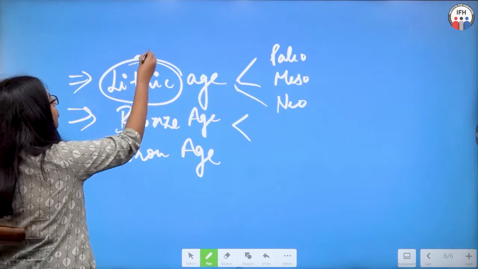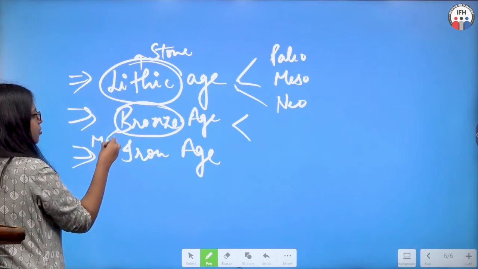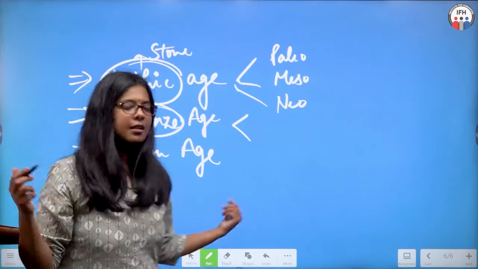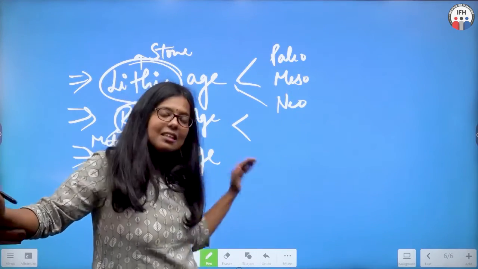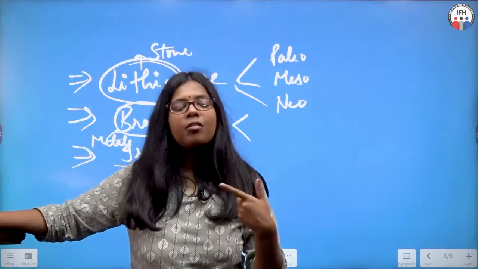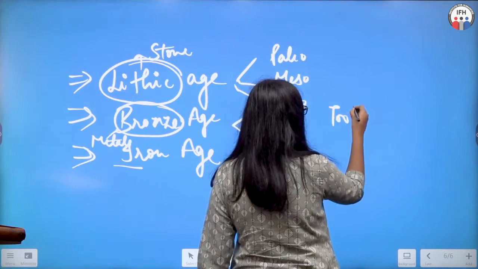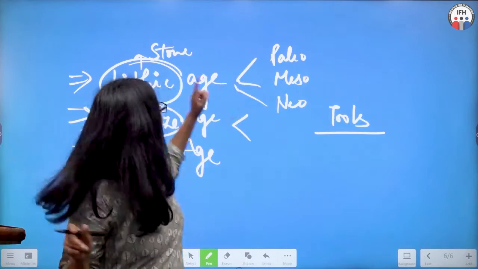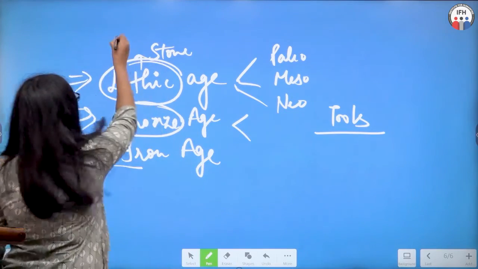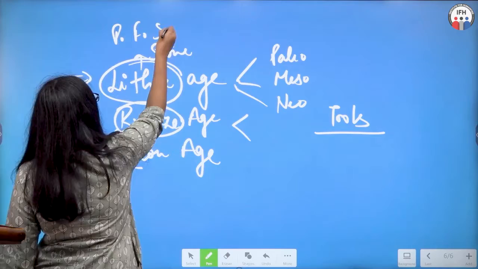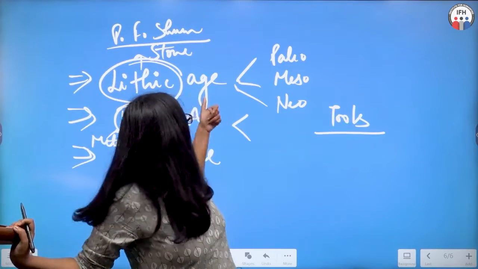Lithic means stone. Bronze is what? A metal. So is iron. It's an alloy. So here we are categorizing the ages based on the kind of material people are using to make tools. Tools are something very important. So if tools are made of stone, the period will be categorized as Lithic Age. The person who made this division is P.F. Shum.